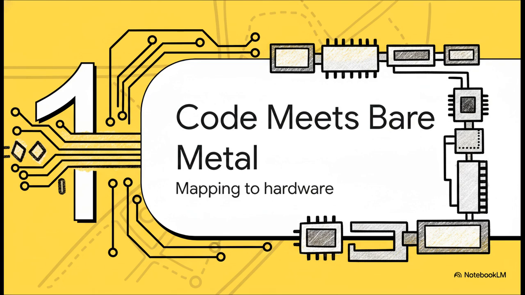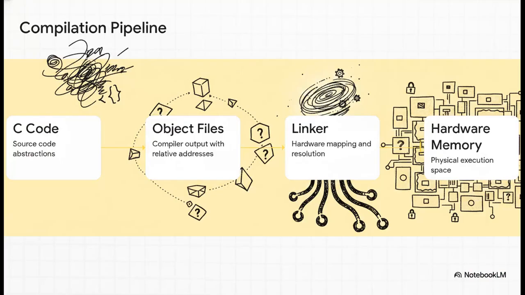All right, part 1, code meets bare metal. Let's look at how we map that code to physical hardware. Now, before we even write a script, we kind of need to know why we need a map in the first place, right? If you look at the standard compilation pipeline, there's a really clear division of labor. Steps 1 and 2, that's all compiler. It takes your C code and turns it into object files. But here's the kicker. The compiler has absolutely zero clue where these files are actually going to live on the hardware. It just hands out these floating relative addresses.